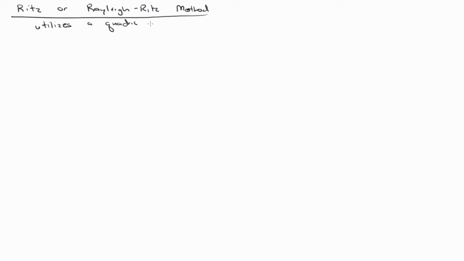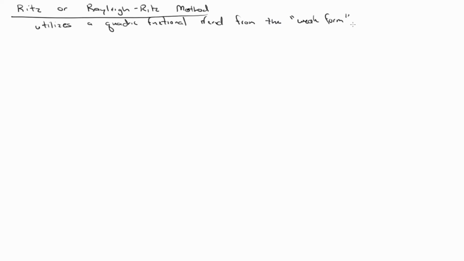And it turns out there is a method that'll do that. It's called the Ritz, or the Rayleigh-Ritz method. And the Ritz method utilizes a quadratic functional inferred from the weak form of the equation.